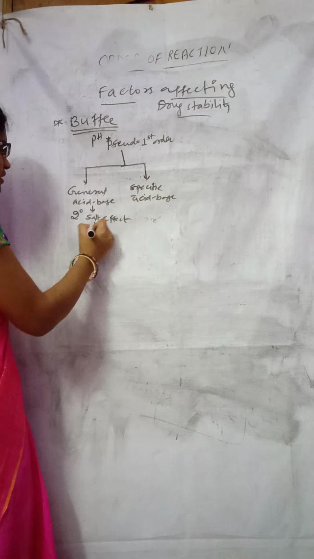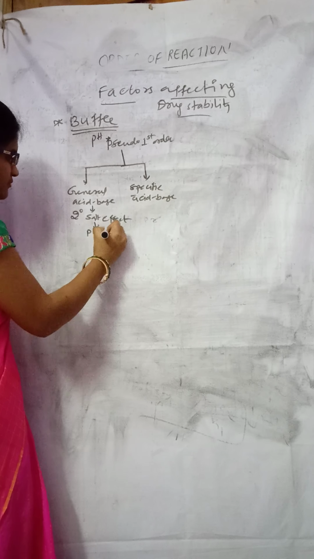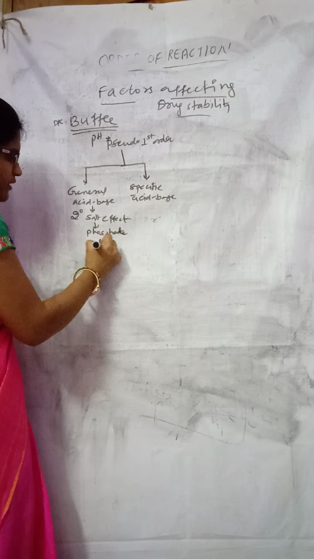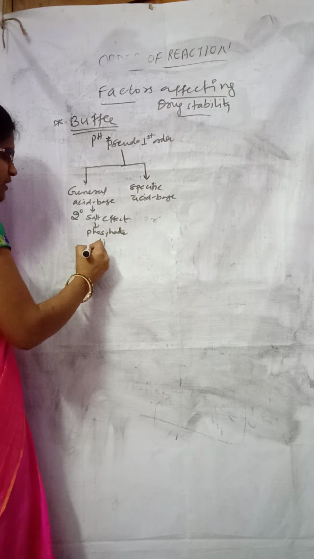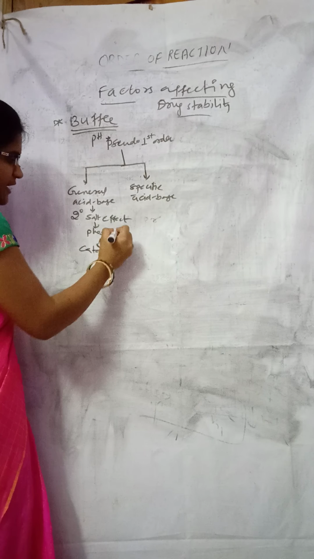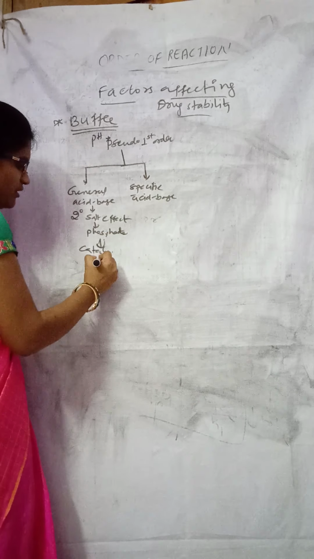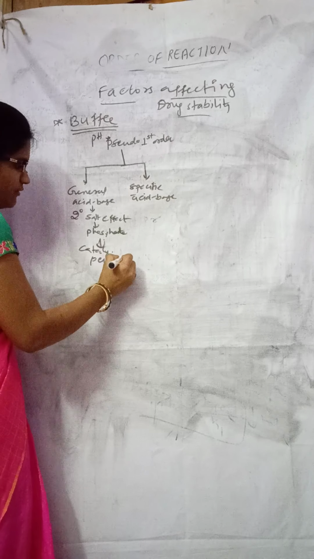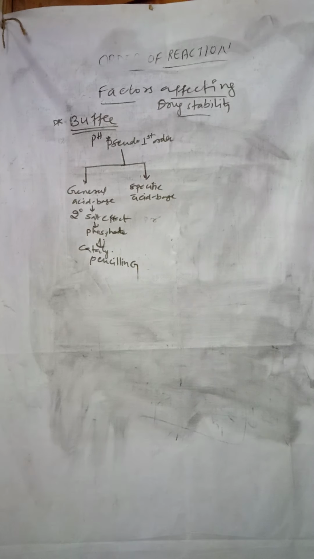Nothing but if you take the phosphate buffer, okay, it will only catalyze the degradation. Example, if you see the phosphate buffer will catalyze the degradation of penicillin G.